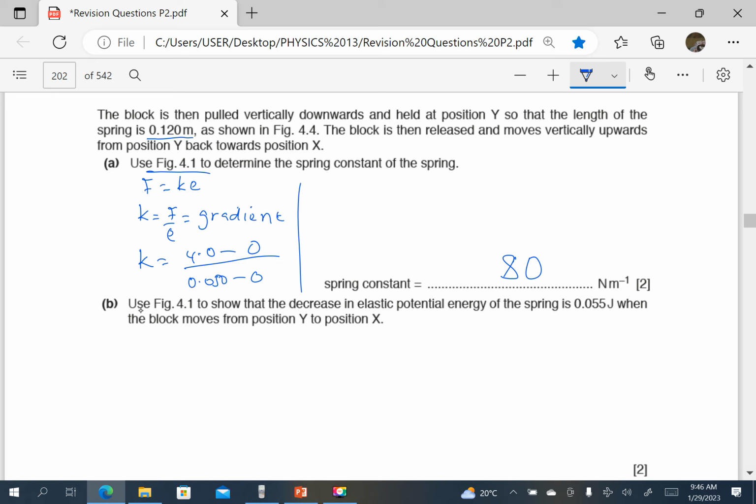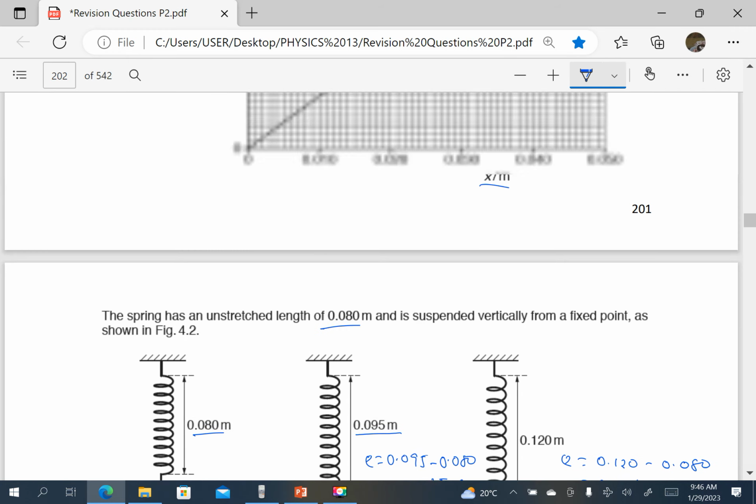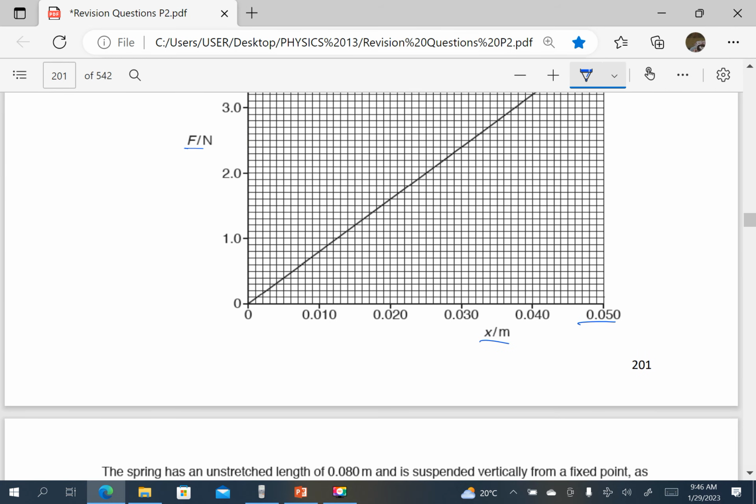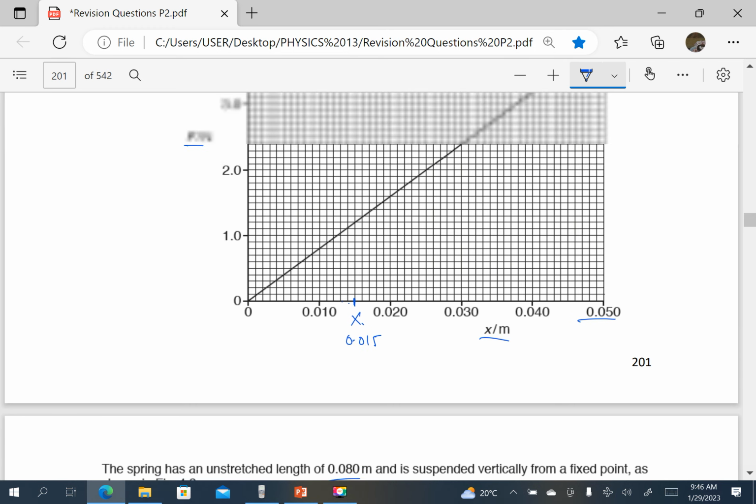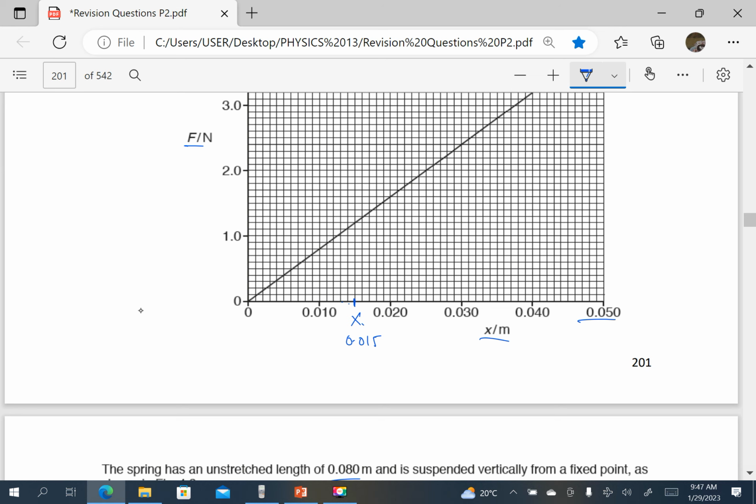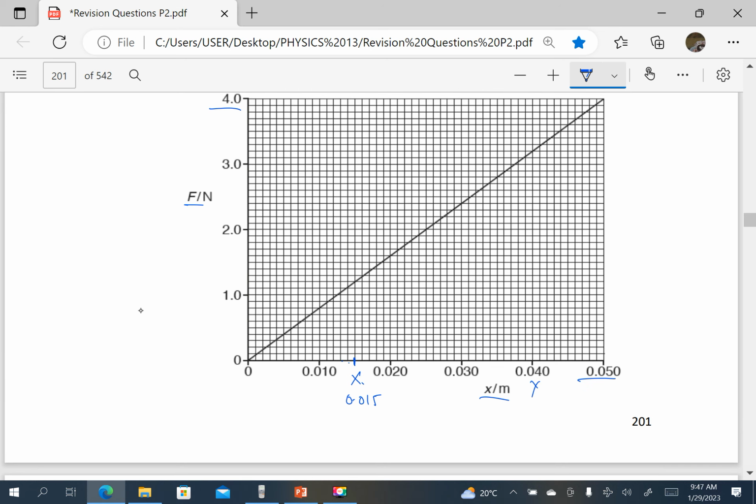Use figure 4.1 to show that the decrease in elastic potential energy is 0.055 joules when the block moves back from position Y to position X. Let's look for position Y. At position X, the extension was 0.015, which is in the middle here. 1, 2, 3, 4, 5. That is position X, 0.015. Then at position Y, the extension was 0.04. So this is where the extension for position Y.